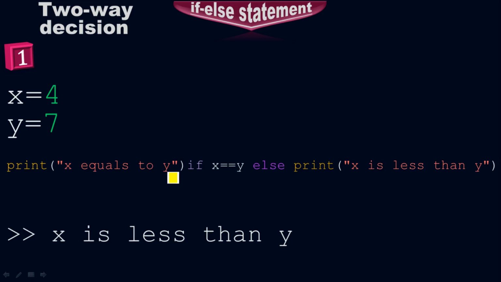Print X equals to Y if X equals to Y, and then put a space, write else, put a space, print X is less than Y. If X equals to Y, this print function will be executed. Else, if it is not true, this print function will be executed. Since X is not equal to Y, the else condition will be executed in the output. We will get X is less than Y. You are going to get the same answer we got last time. It is just a different way to portray the program. We can do everything in a single line instead of multiple lines. That is the only difference.